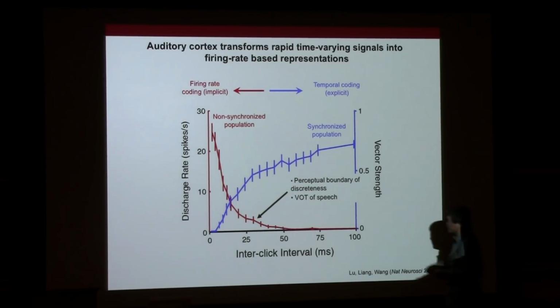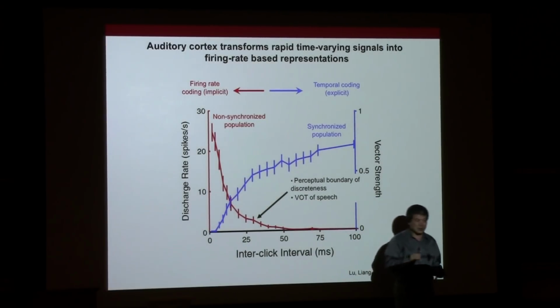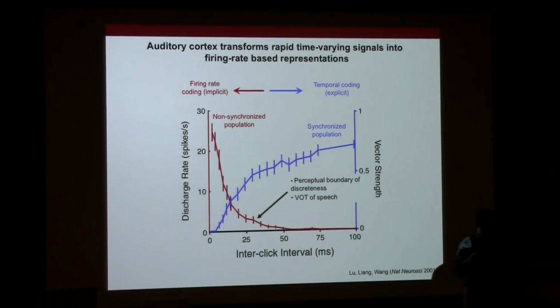It turns out this boundary is very similar to voice onset time of speech. So when you say "ba" and "pa", all the difference is about 30 milliseconds of noise. When you say "ba", if you feel it, "ba" goes out right away. When you say "pa", if you do it now, you notice you actually hold back a little bit. "Pa." You hold it back about 30, 40 milliseconds.